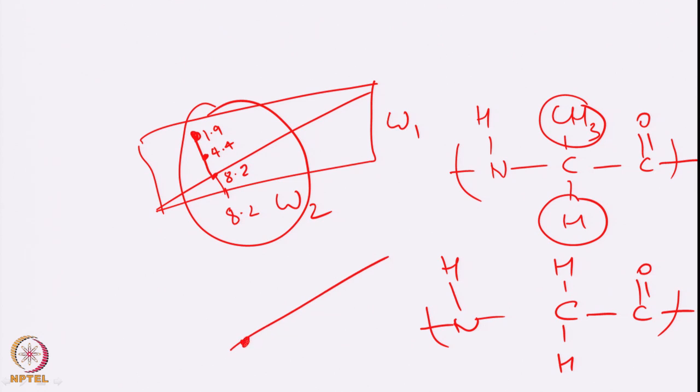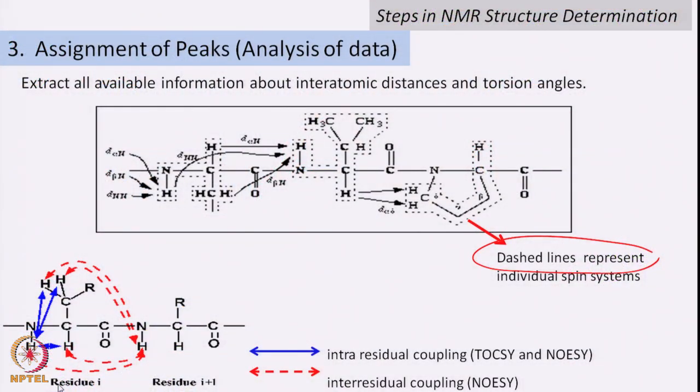Similarly for glycine, we can have an NH around 8.4 or so, and then two closely spaced peaks around 3.9 and 4.0. This is the pattern for glycine. These amino acids have a typical pattern in the TOCSY spectrum that we can use to identify them, and that will be our starting point. Then we need to combine this with the NOESY spectrum to walk along the backbone. So here I am giving you the analysis of data.